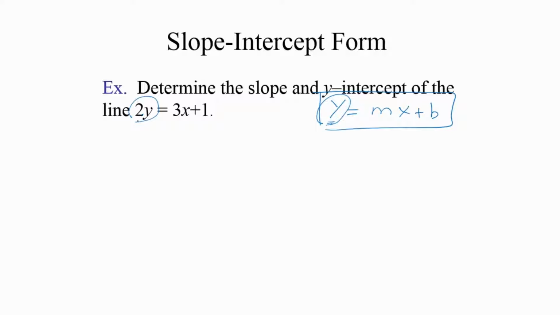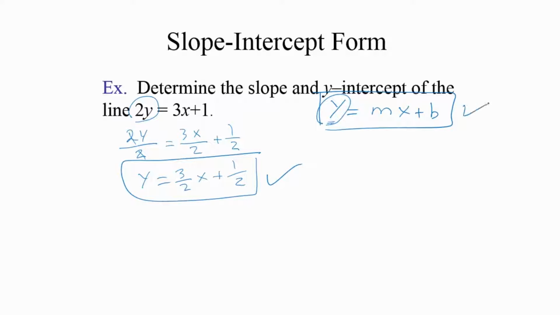So you have to make that into y. So what do you do? You divide both sides by 2. So it would be 2y divided by 2 equal 3x divided by 2 plus 1 divided by 2. So 2 and 2 would cancel. Now you have y equal, here 3x divided by 2, I can write it as 3/2 x plus 1/2. Now it's clearly in this format.